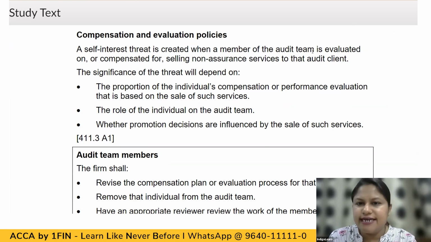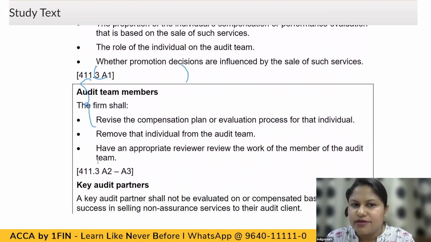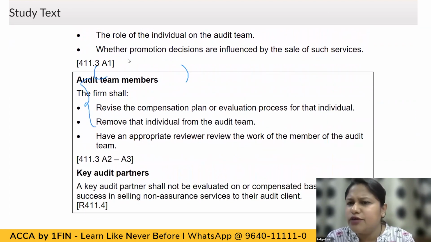Okay. So here they say all these things are also very important for us to decide regarding the significance of the threat. Further, how will you safeguard it? Safeguard will be very simple. Do not evaluate anybody's performance based on the sale of service. Because if you tell him that I'll pay you extra if you sell the service, definitely his self-interest will develop. Correct? So make such policies where no audit team member will benefit if he brings in sales or sells services.